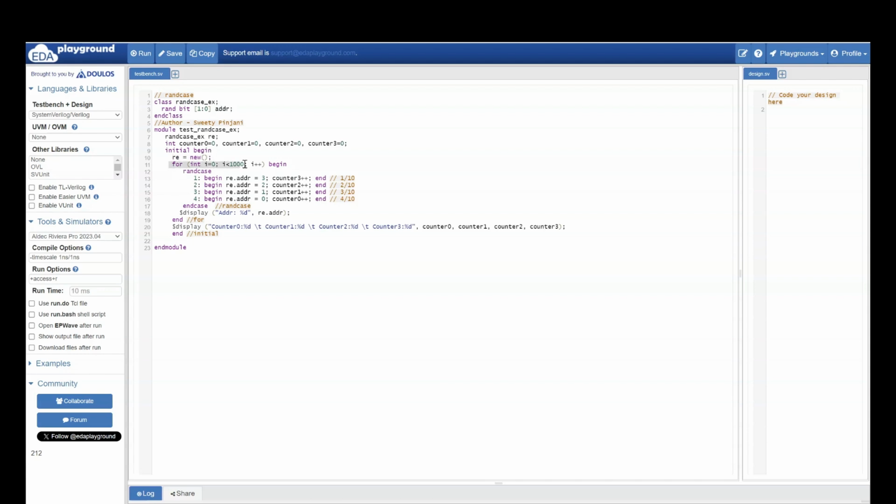Then 1,000 times I am calling this rand case. Now understand this, whatever integer you see here, this is the weight of the particular item. Here I have said with weight 1, you have to generate address value 3. And whenever address value 3 is getting generated, also increment the counter 3. With weight 2, generate address 2, increment counter 2. With weight 3, generate address 1, increment counter 1. With weight 4, generate address 0 and increment counter 0.